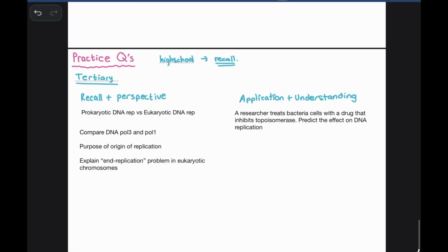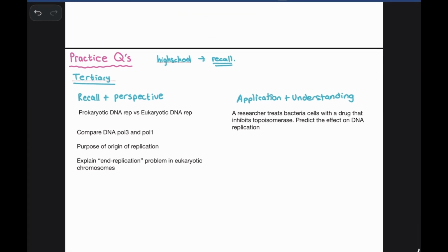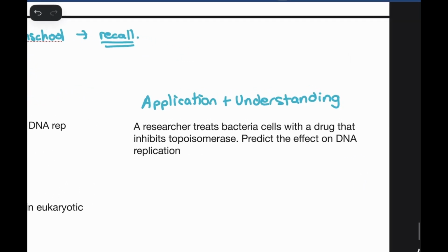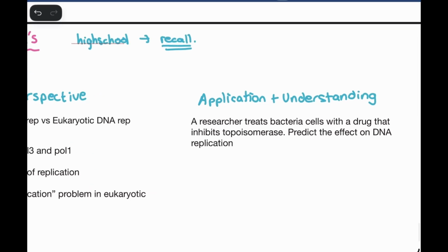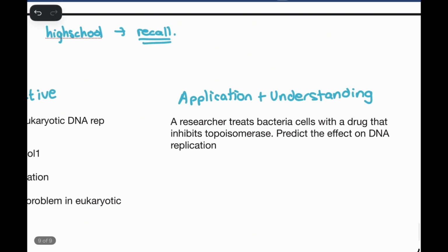Things like that. However, the hardest questions that you usually get are the application questions, where instead of even asking you about DNA replication, they say, based on your knowledge of DNA replication, what happens if, and so on. They will use your knowledge of this process and see how you can apply it. So here's an example. A researcher treats bacteria cells with a drug that inhibits topoisomerase. Predict the effect on DNA replication.